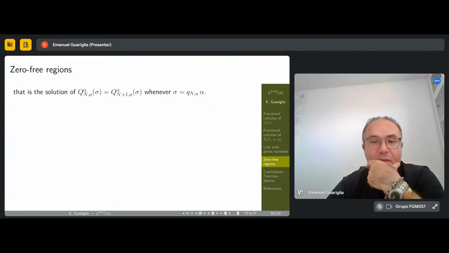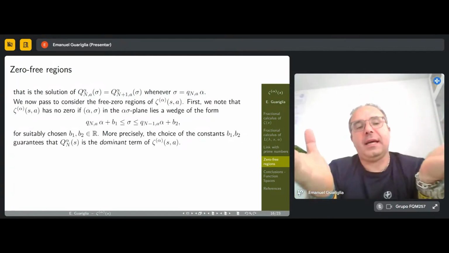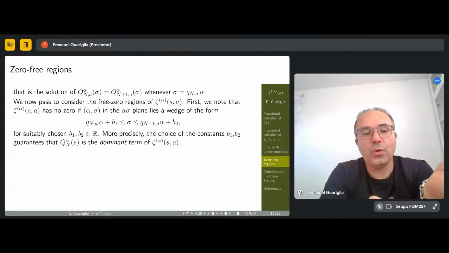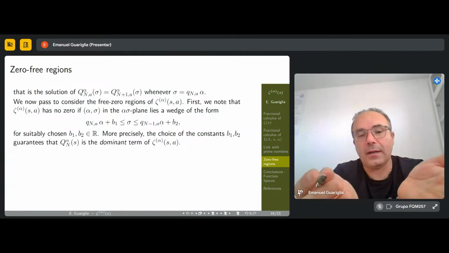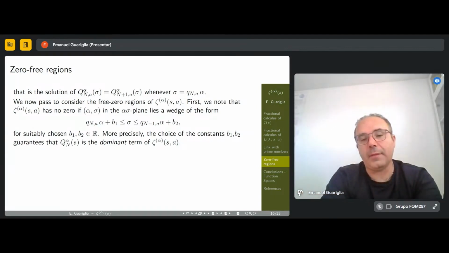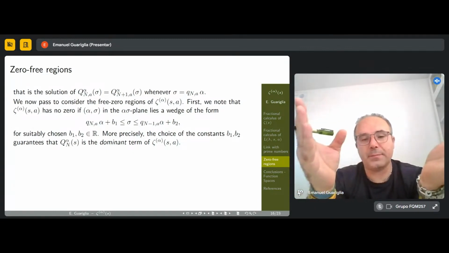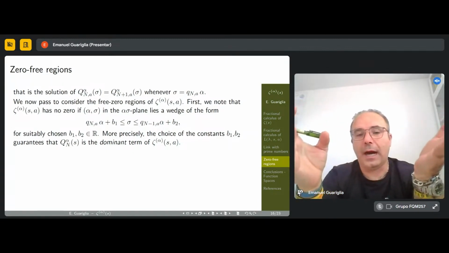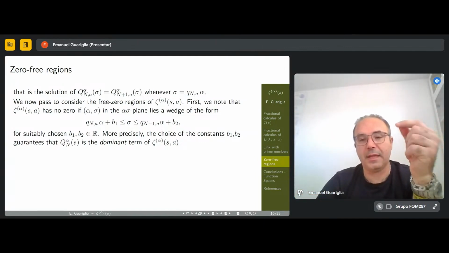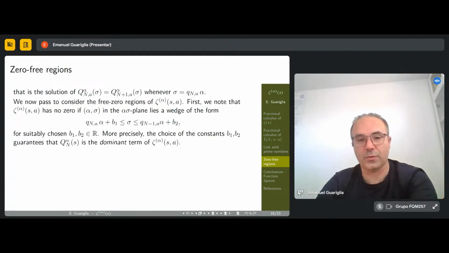Okay. So now we will have that the Hurwitz zeta function has no zero in this wedge: the left side is Q n a alpha plus b1, and the right hand side is Q n minus 1 a alpha plus b2. So how do we fix b1 and b2? b1 and b2 are fixed when we find the dominant term. And the dominant term we get using this equation that we saw before.